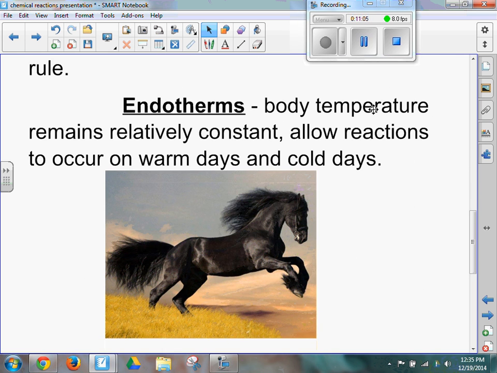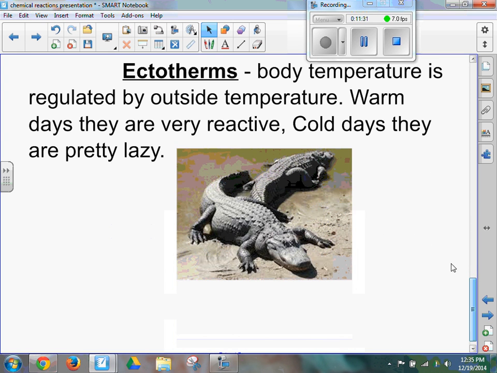So we have, of course, endotherms, whose body temperature remains relatively constant and allows reactions to occur on warm days and cold days. There's a nice picture of a horse jumping there. Its reactions can occur because it maintains its own body temperature. It doesn't rely on the outside temperatures in the atmosphere to dictate its chemical reactions. So that's an endotherm. Of course, on the back side of that would be an ectotherm.